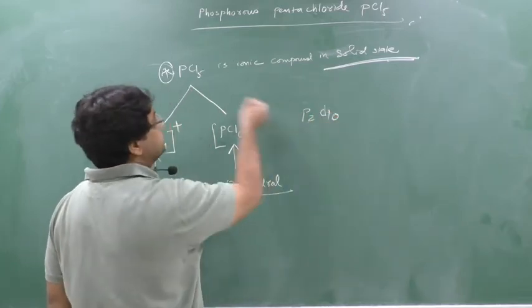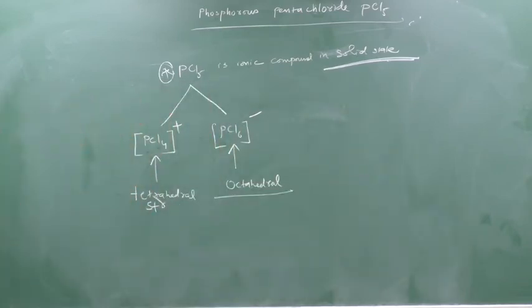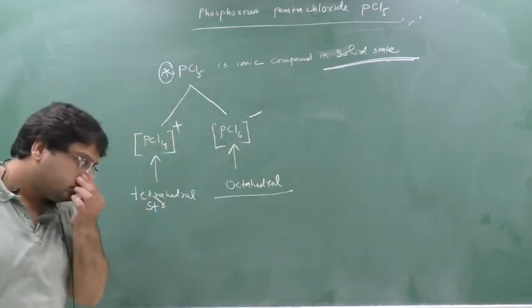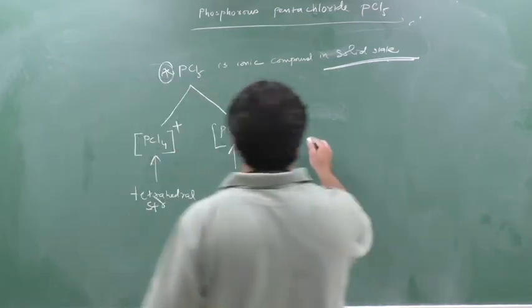P2Cl10 means what? PCl5 only. Clear this part? So PCl5 is an ionic compound in the solid state, PCl4 plus and PCl6 minus. Clear? Okay. Or you can calculate also.